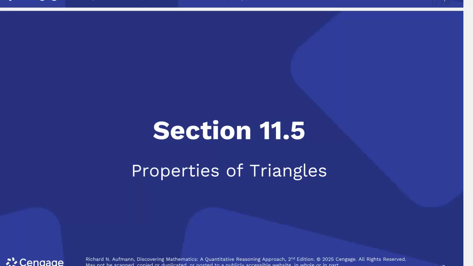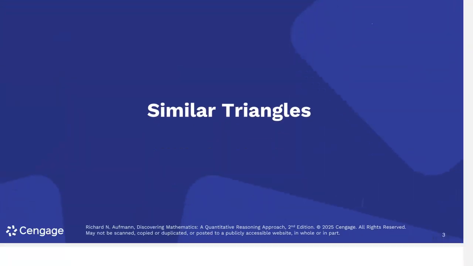In this video, we are going to talk about properties of triangles, and we're going to focus on three things. We're going to focus on what similar triangles are, what it means to have congruent triangles, and then the Pythagorean theorem. So let's get started. And we're going to start with similar triangles.